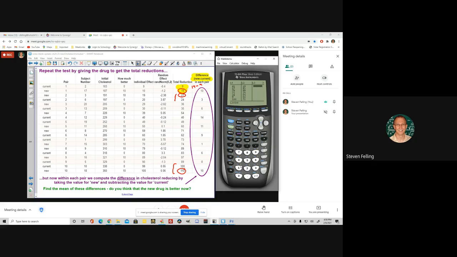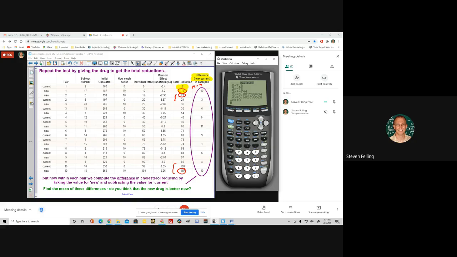And then tell me, do you think the new drug worked? So 10, 3, 6, 14, 11, 9, 1, 6, 8, and 10. Then if I run one variable stats on list 3 of the differences, I find that the average difference was 7.8, which means on average, the new drug reduced cholesterol by 7.8 points more than the old drug, which is pretty close to what we really did, right? The drug was in fact actually 10 better than the old.